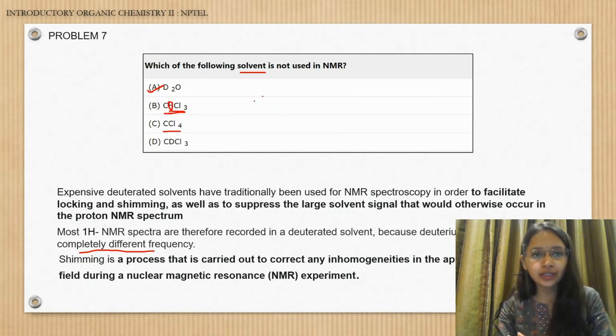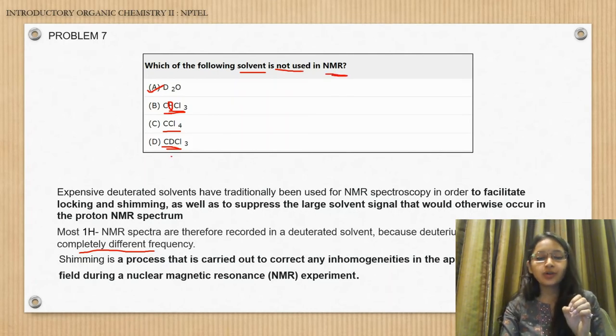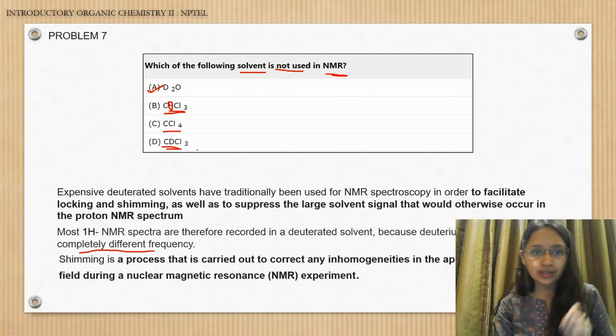Okay, and here also there is CDCl3. It is the deuterated form of chloroform. So here also you are not going to get interference in the NMR, because it is not going to give you a proton signal for the NMR.